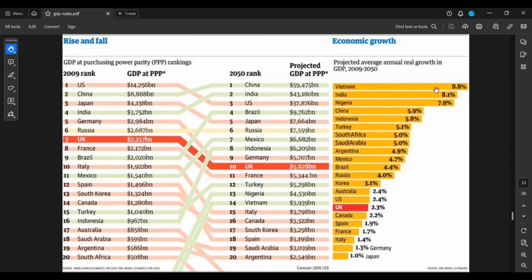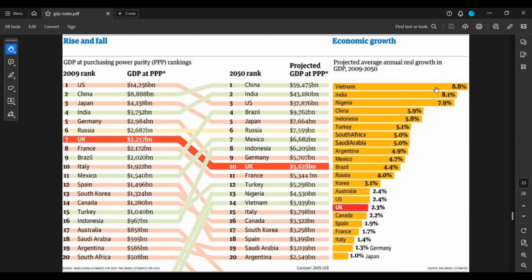Rise and fall, GDP at purchasing power parity ranking. You see that this ranking is not constant, and countries always increase their purchasing power parity, sometimes decrease it. Well, I wouldn't say that purchasing power parity has decreased. It's just that other countries have been on a trajectory of increasing their purchasing power parity, giving them a higher ranking.